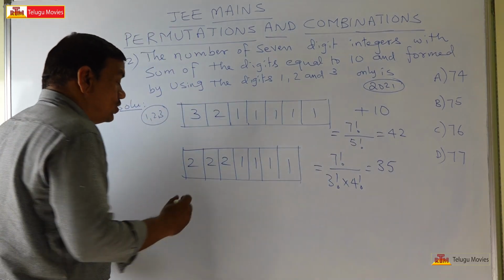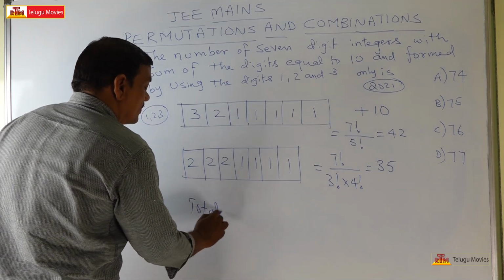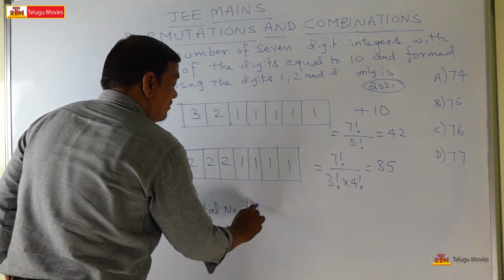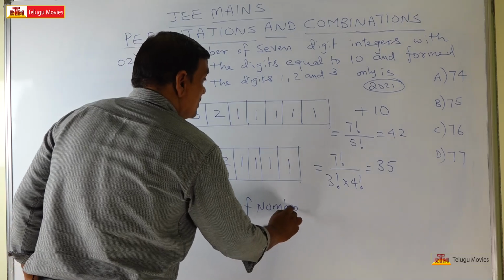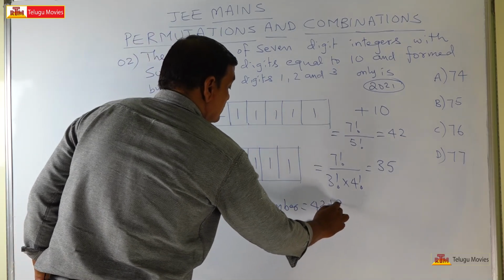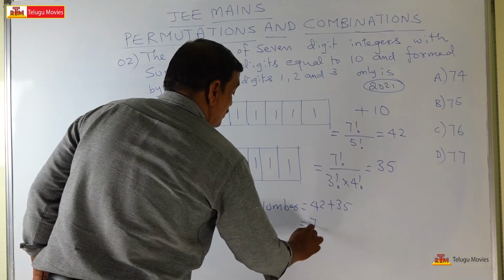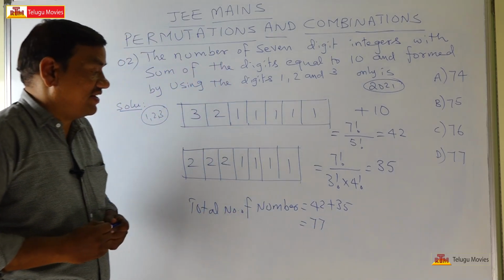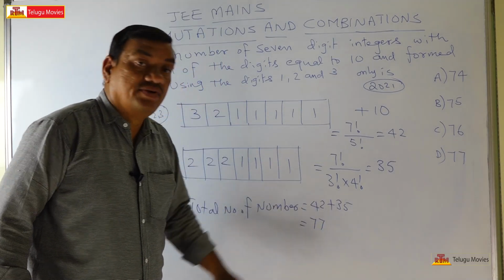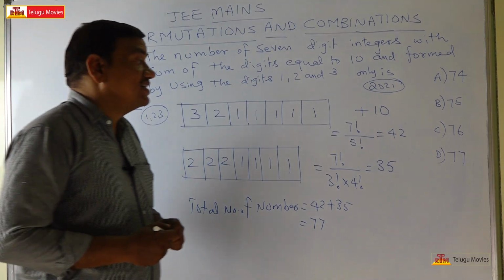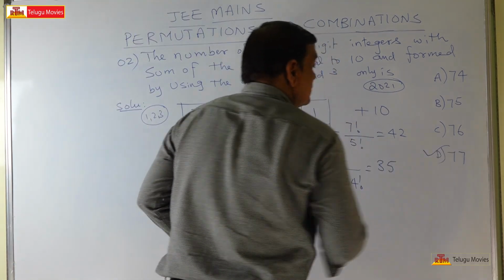So, therefore, the total number of numbers is equal to how much? This is 42 plus 35. This is equal to 77. 42 plus 35, 77. So, you will get 77 numbers.